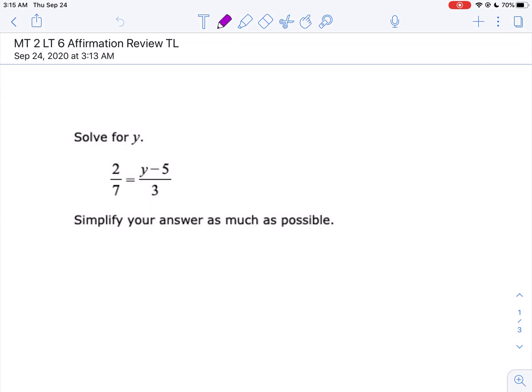If we take a look at the first question here, we've got these two fractions, but notice 3 doesn't go into 7 evenly. Since it doesn't go in there evenly, let's just clear the fractions. What's the least common multiple between 7 and 3? What's the first number both 7 and 3 go into? Well, that would be 21. So we're going to multiply the left side by 21 over 1, and we're going to multiply the right side by 21 over 1.